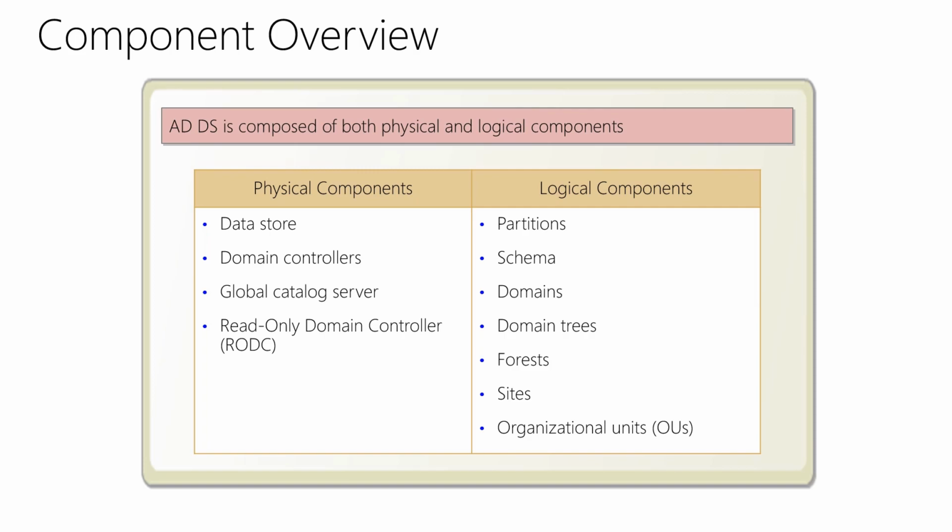First comes the partition. Various partitions exist in Active Directory domain services: domain directory, configuration directory, schema directory, global catalog, application directory. Schema defines the list of attributes which all objects in Active Directory domain services can have. Next comes domain. It is a logical administrative boundary for users and computers. Domain tree is a collection of domains that share a common root domain. Forest is a collection of domains that share a common Active Directory domain services.